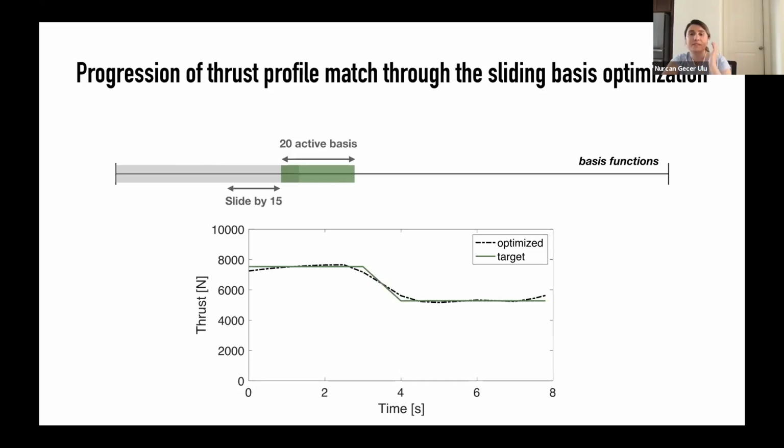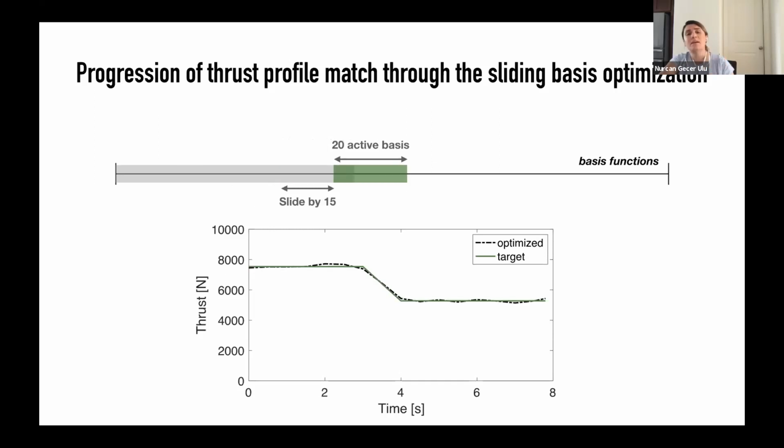And we do this again, and this time we have a little better match between the profiles. And here, as we incorporate new active bases, we have better convergence. And then at this step, we get to convergence, where we have less than 5% error between the optimized and target profiles, and I believe the error was 2% for this example.